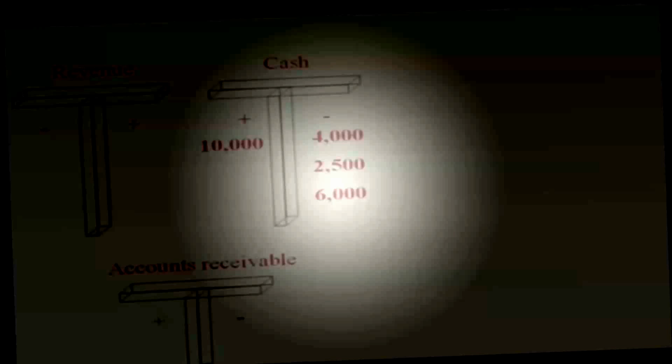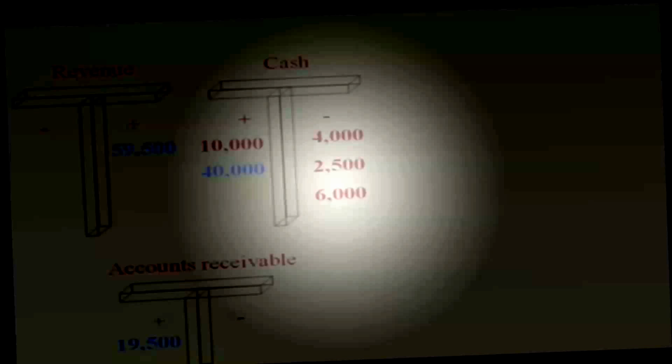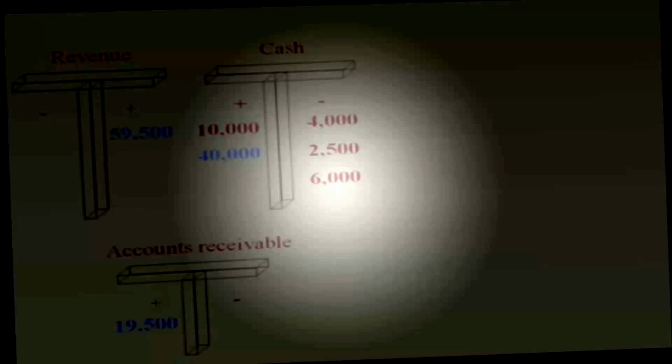Revenue increased $59,500, so you put $59,500 on the right. Cash increased $40,000, so you put $40,000 on the left. And accounts receivable increased $19,500, so you put $19,500 on the left. Now you've got to do the journal entry, which looks like this.